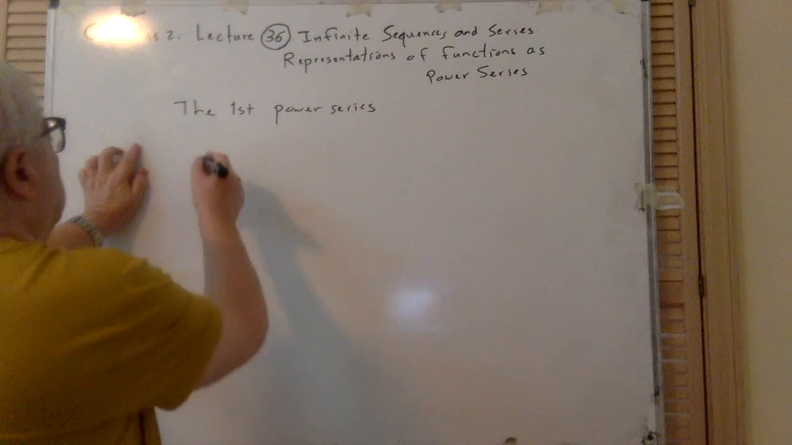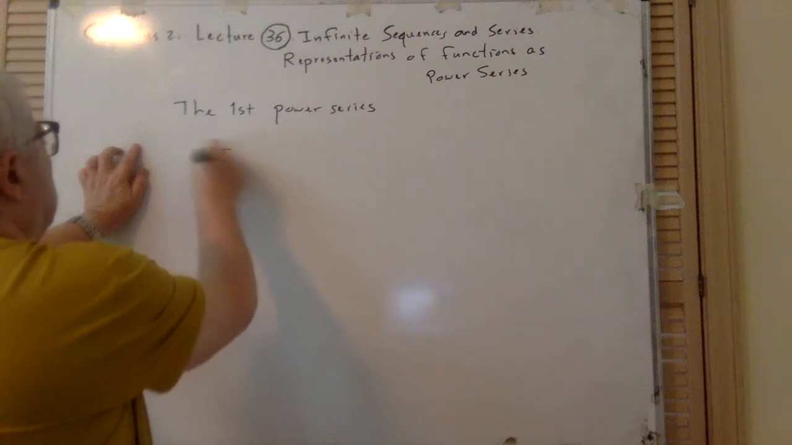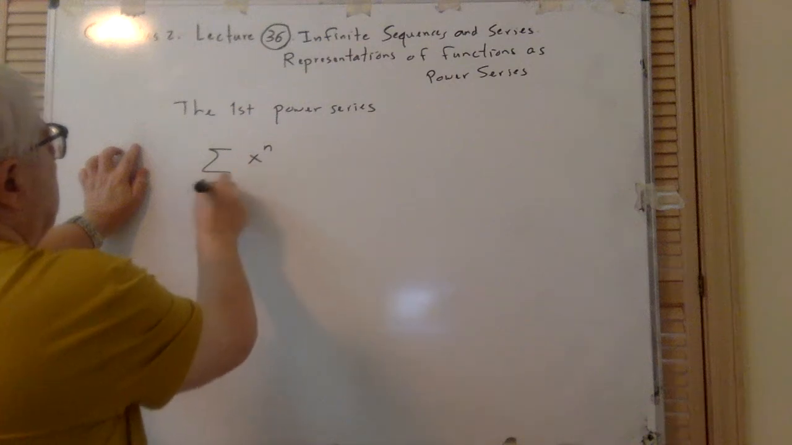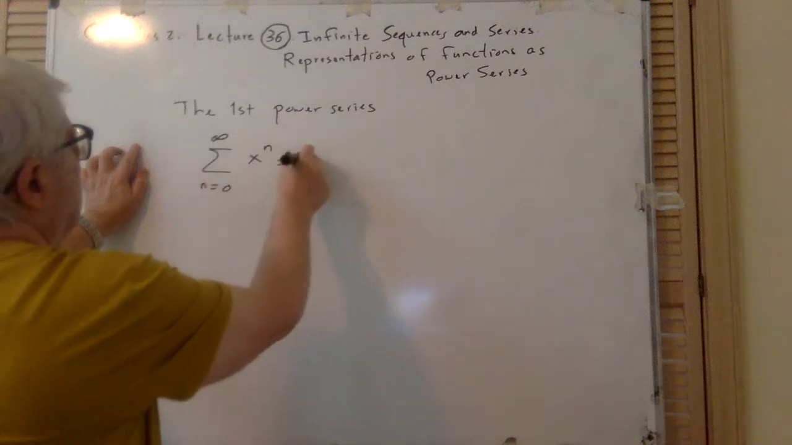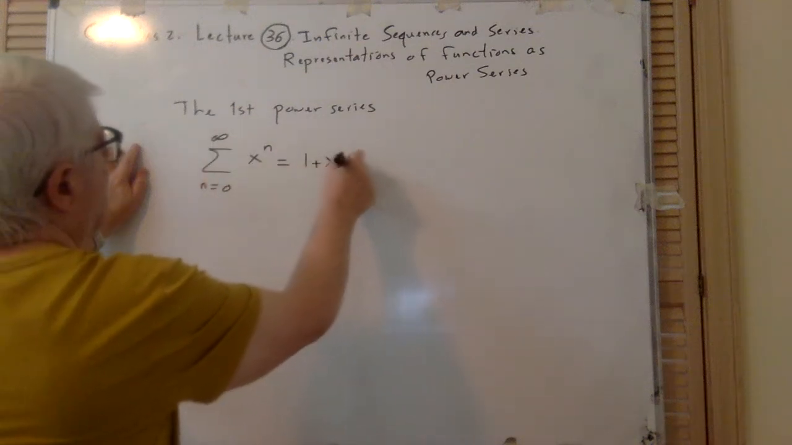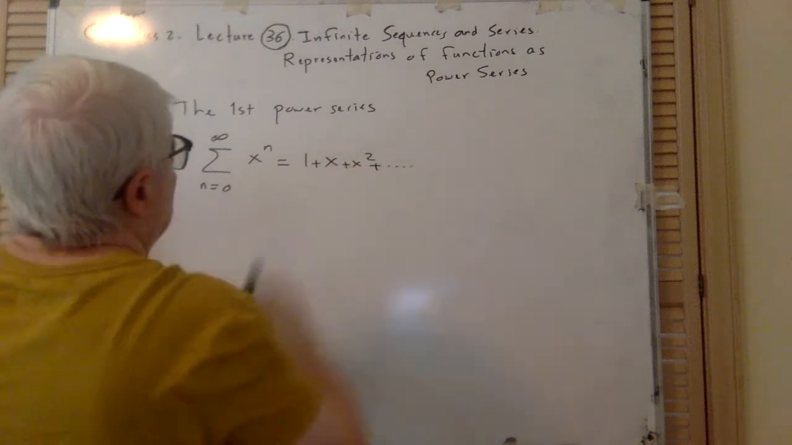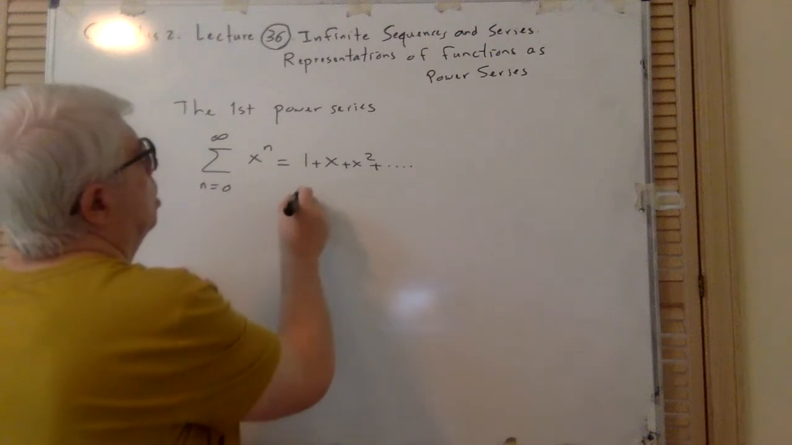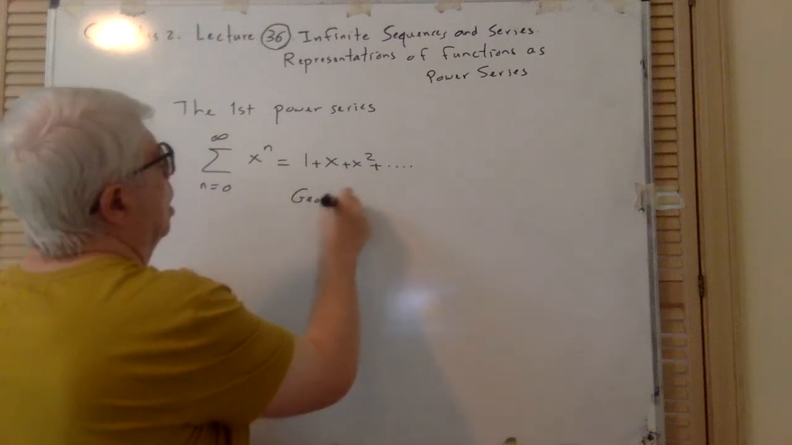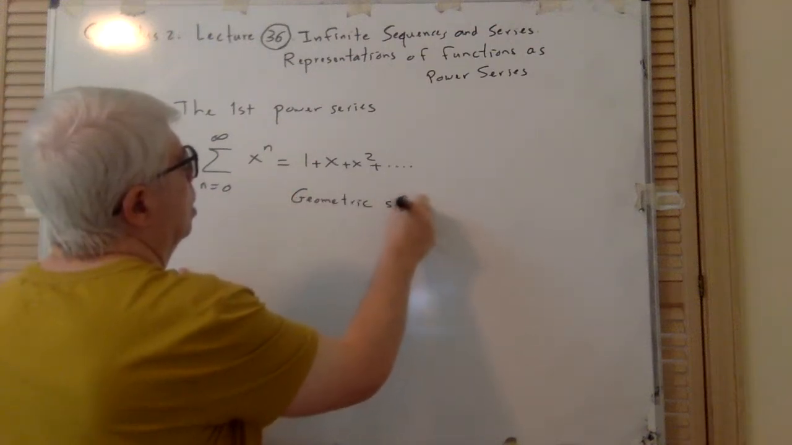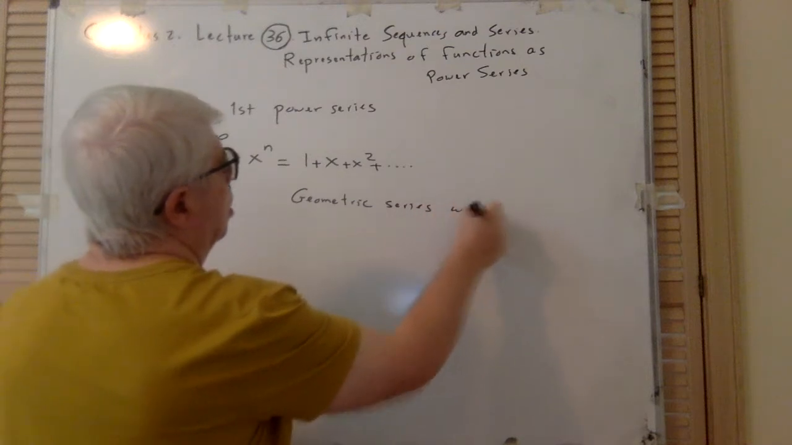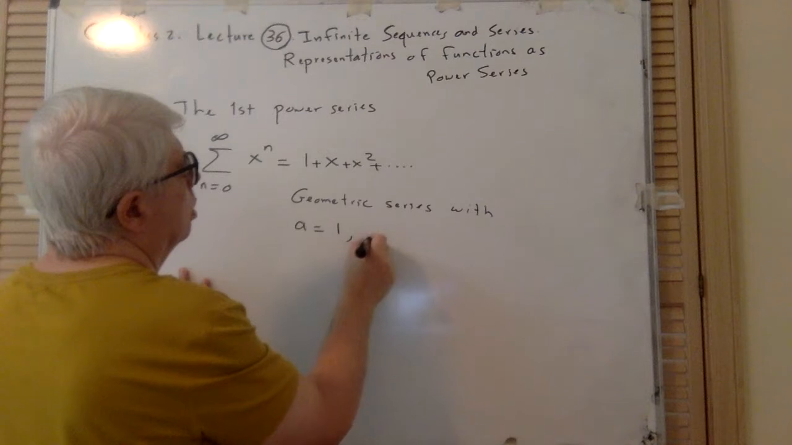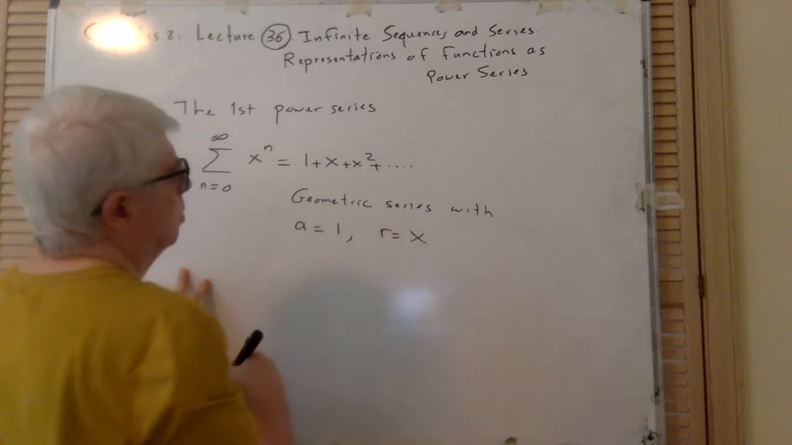Let's look at this then. Sigma, say, x to the power n, and n starting at 0 to infinity. So that's 1 plus x plus x squared. And what is this? This is a geometric series where a equals 1 and r equals x.